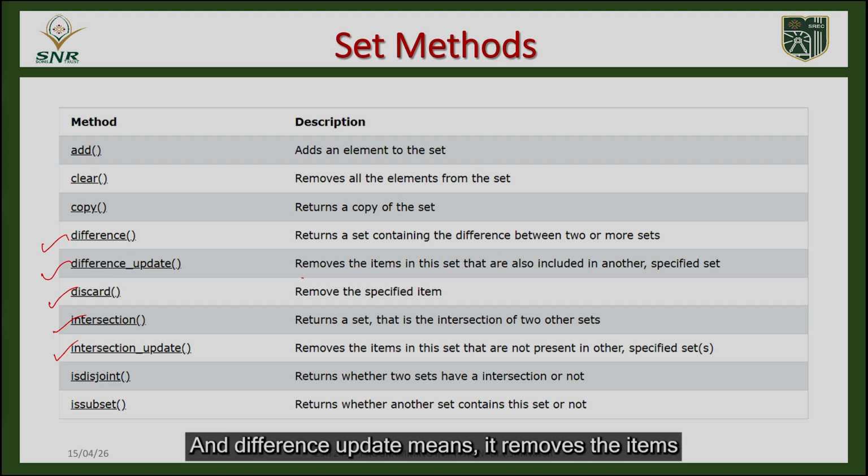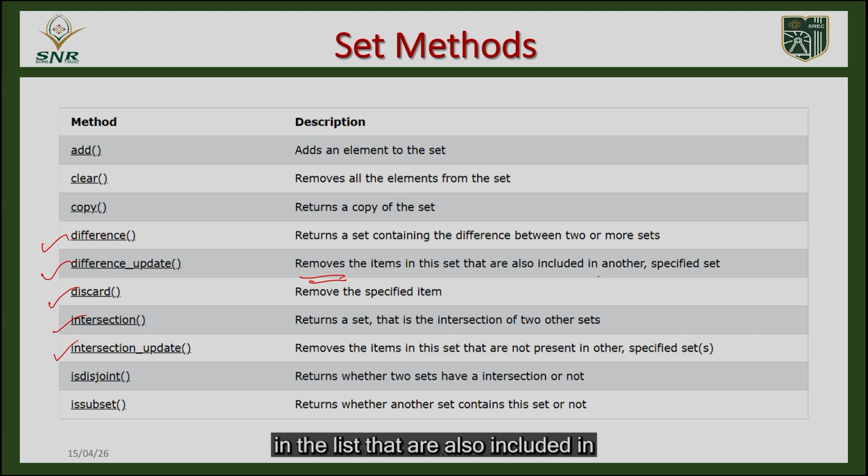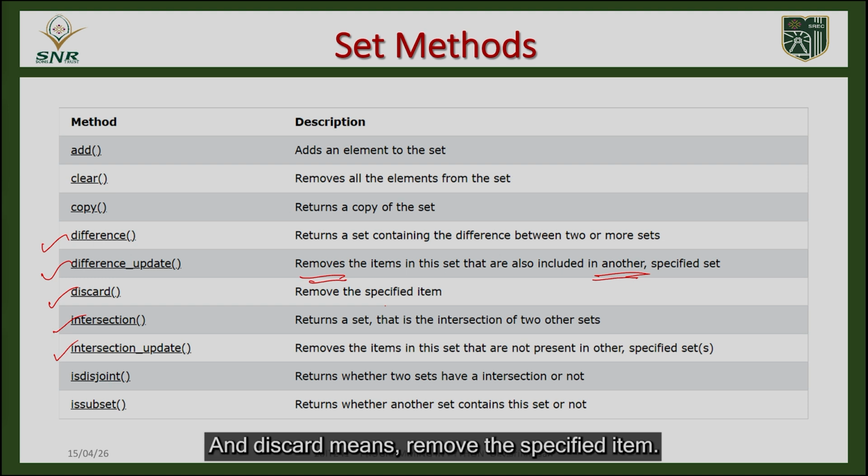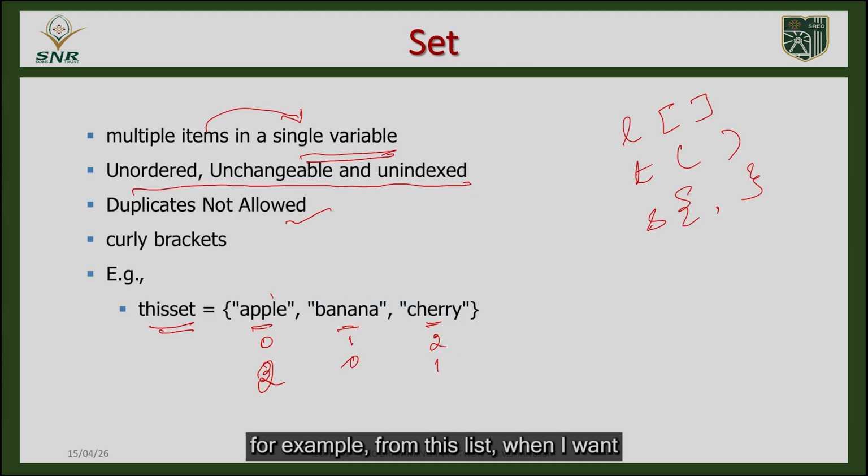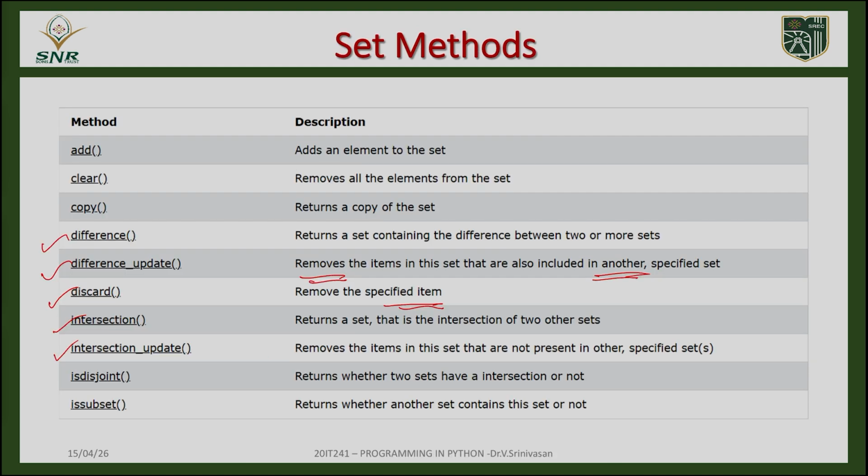And difference update means it removes the items in the set that are also included in the other set. When the same value is repeated, it removes those values. That is difference update. And discard means remove the specified item. When you want to remove a specific item, for example, from this set when I want to remove this banana, I can go for discard.